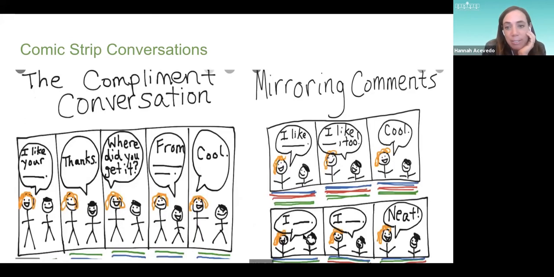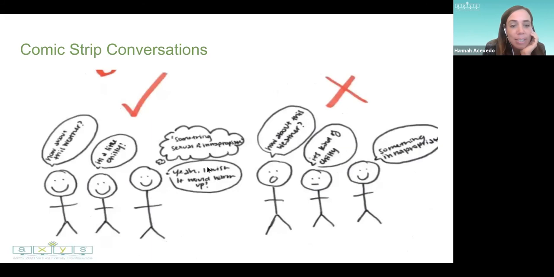Here's another example, if you were noticing difficulty having a conversation or giving compliments, where you can draw it out and discuss it. So here's someone saying, "I like your shirt, thanks." Then saying, "Where did you get it?" "From somewhere." "Cool." So real simple, just teaching a discrete skill.